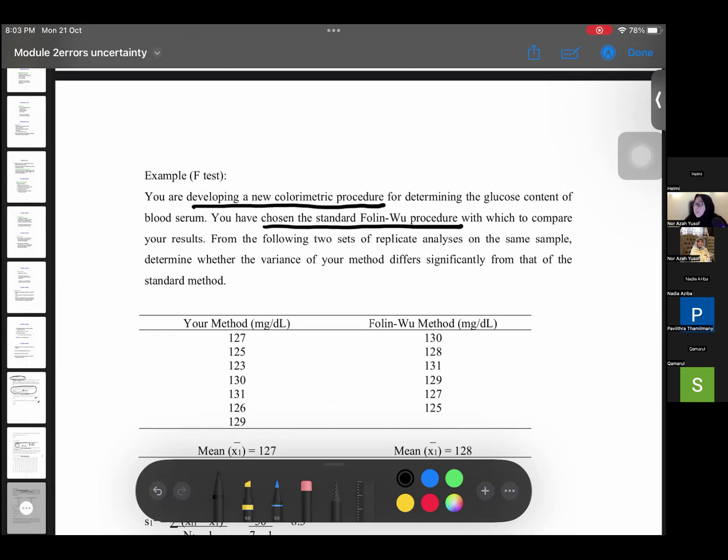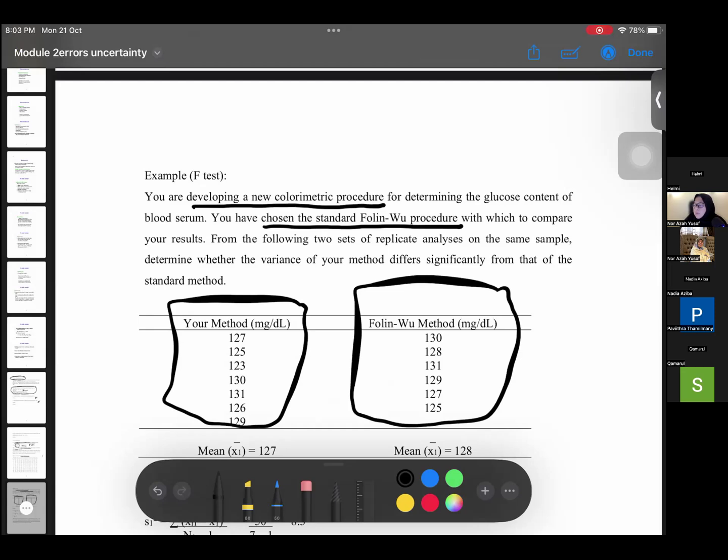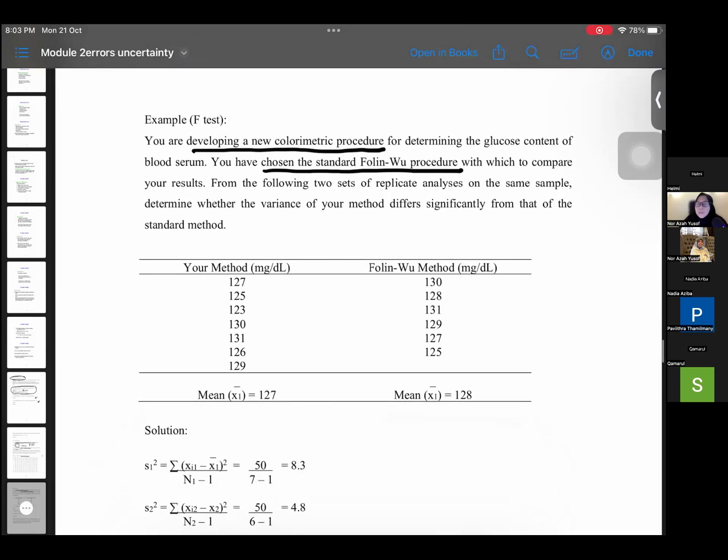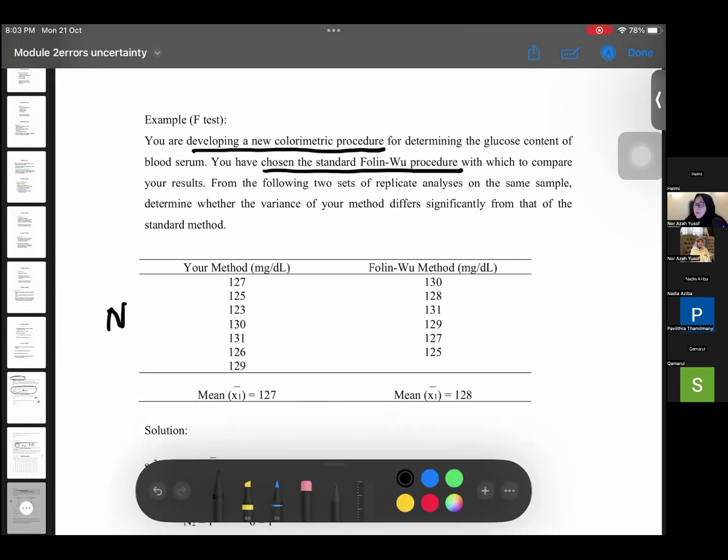So as I mentioned just now, you have to do the analysis with both your new method and the standard method. You can see that the numbers are not similar in terms of n. For the new method it is 1, 2, 3, 4, 5, 6, 7. This is n for the new method. From the standard method, we have 6. So this is the meaning of n.